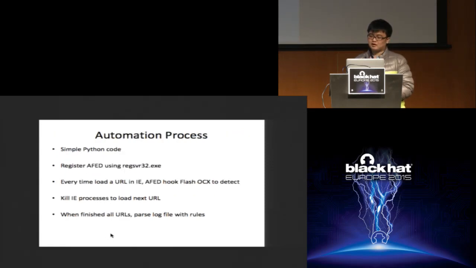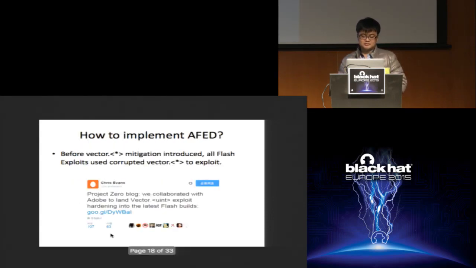Using AFED, I can make a simple automation process. You just register AFED, and every time you load a URL in IE, AFED will hook the Flash OCX to detect. It will write detections and behaviors to a log file. When you finish all URLs, you can parse the log file with your self-defined rules to output results.